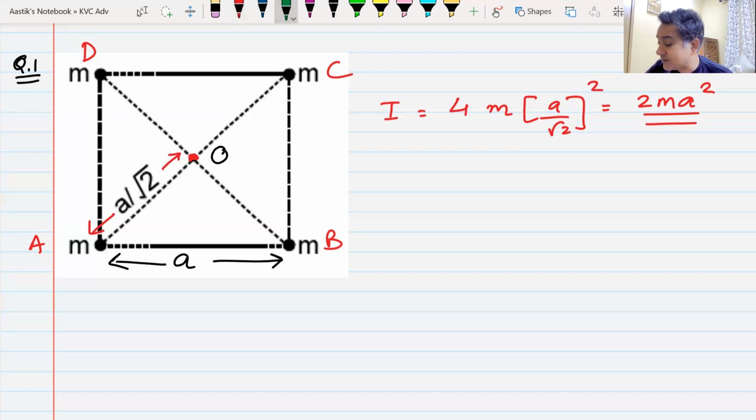Now I'm asking you the second question, the green question. What is the moment of inertia about the axis AB? AB is an axis which passes through one of the sides. AB is one of the sides. What is the moment of inertia about the axis AB if AB is your axis?